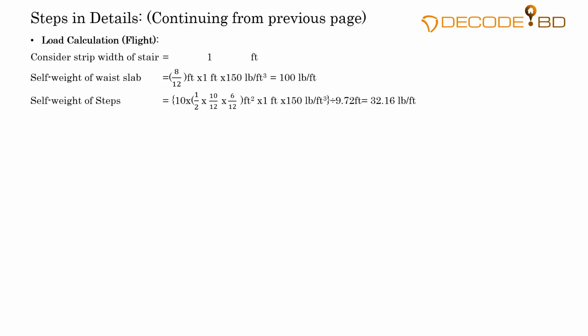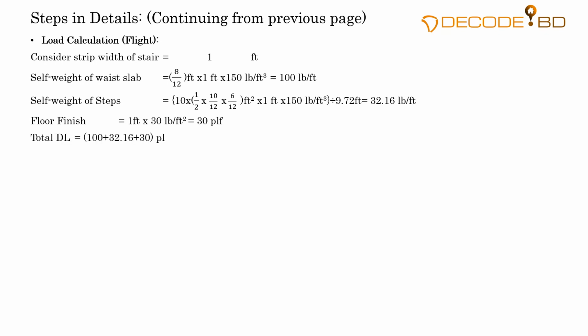Here we can see feet square into 1 foot, so feet cube, into 150 PCF. So eliminating the feet cube from the PCF, it is coming total pounds, divided by the length 9.72 feet, so pounds per foot. Floor finish: 1 foot into 30 psf equals 30 plf.